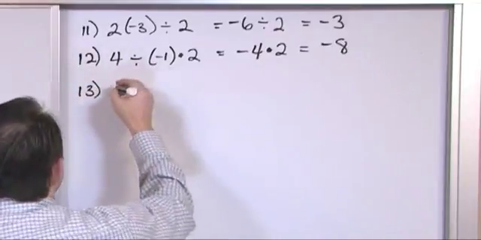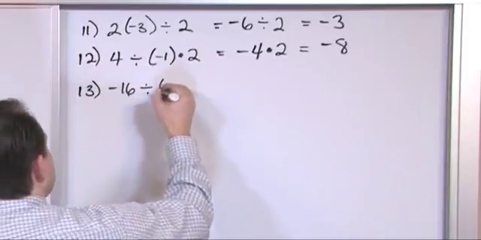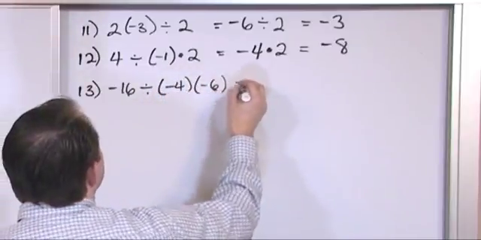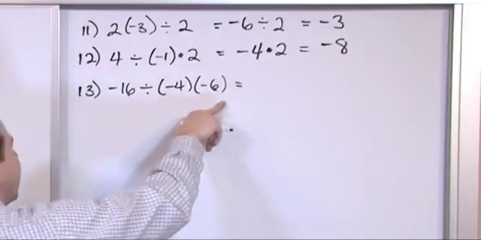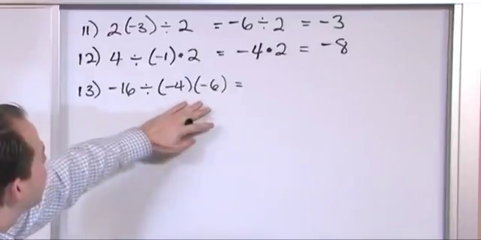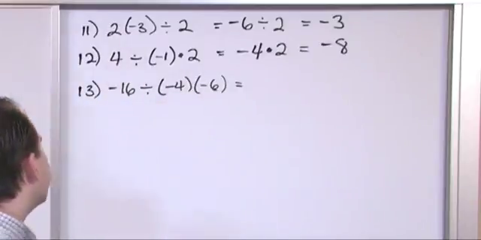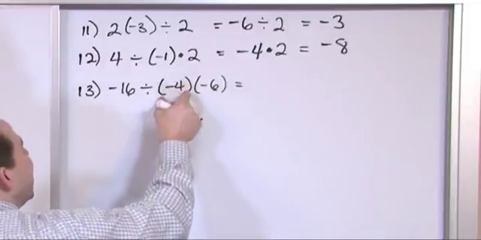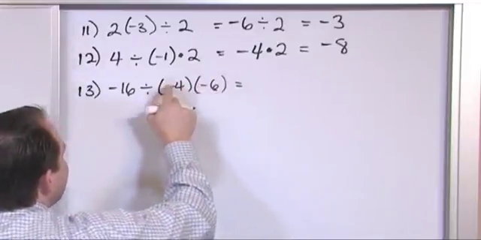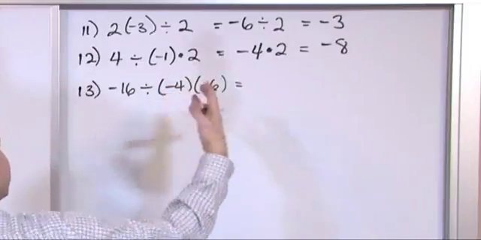Now what if we had -16 divided by -4 times -6? Again, you have division and multiplication, so we can start at the left and work towards the right. Now, yes, these are inside parentheses, and I did tell you to do everything inside the parentheses first, but when you think about it, the only thing in here is just a number. So there's nothing to really do inside of these parentheses. So we're done with that.